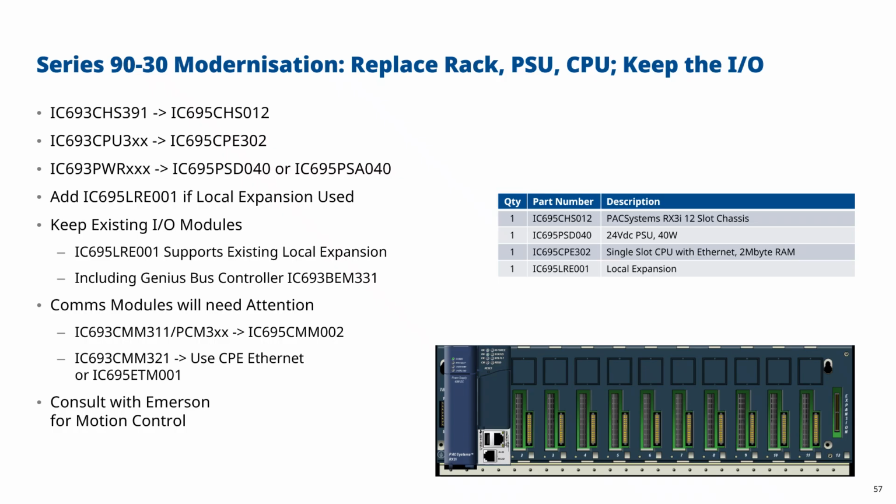So the reason for using a CMM311 was normally for Modbus RTU slave. So you would need to make a new cable or a cable adapter, but the IC695 CMM002 can handle that same Modbus RTU slave protocol. The majority of PCM applications were for Modbus RTU master. So again, the CMM002 can handle that. You'd need to make a new cable or a cable adapter. You'd need to look at the logic and work out what the exchanges are and recreate those in the new system. But you can easily replace the hardware using that CMM002.